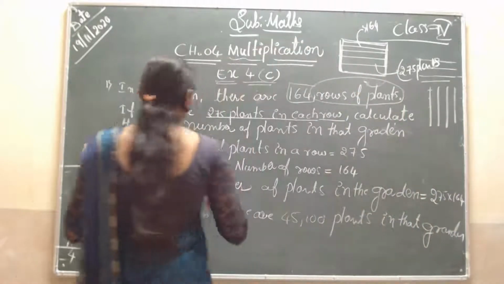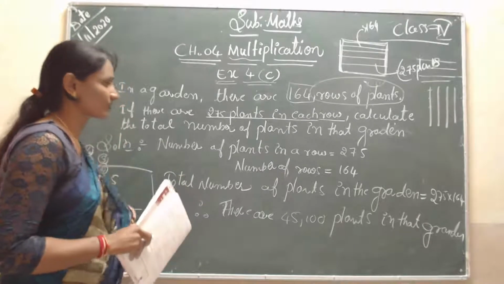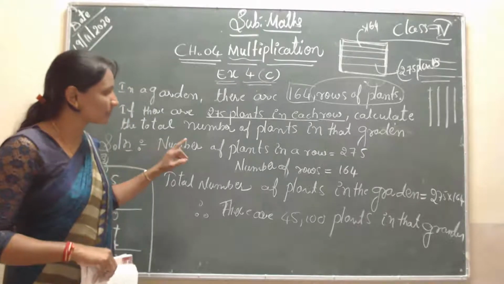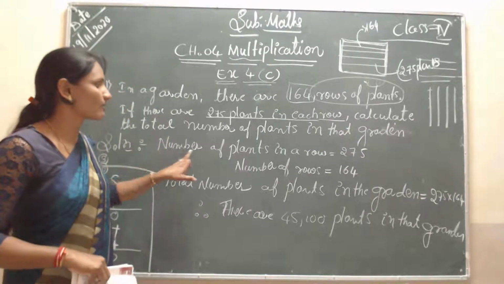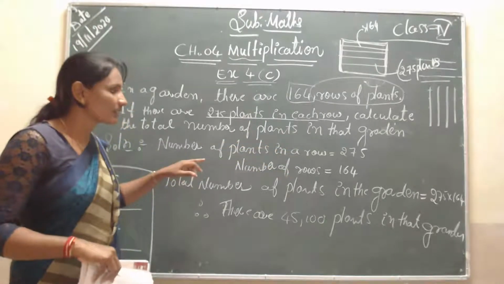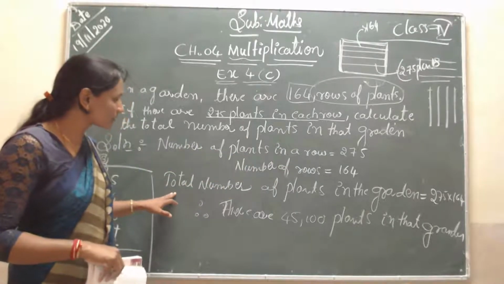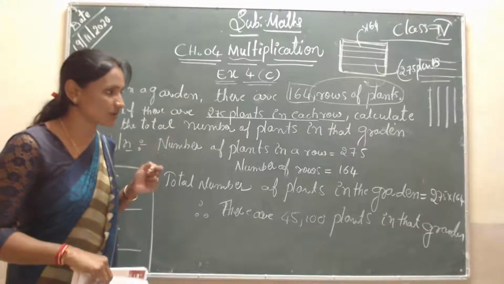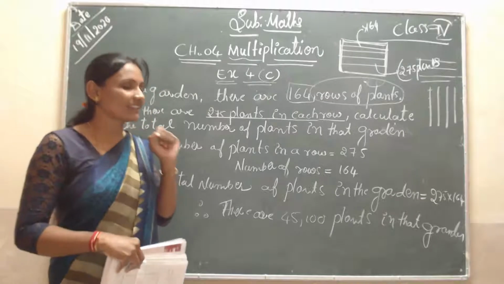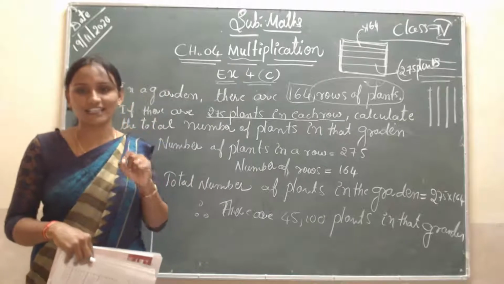Students, so first steps, again I will repeat. What is the first step of this problem? First you have to write the first statement, the number of plants in a row, that is 275. Next, the number of rows, that is 164. Next, the total number of plants in the garden. So you have to calculate. The total number of plants in the garden is 45,100 plants.